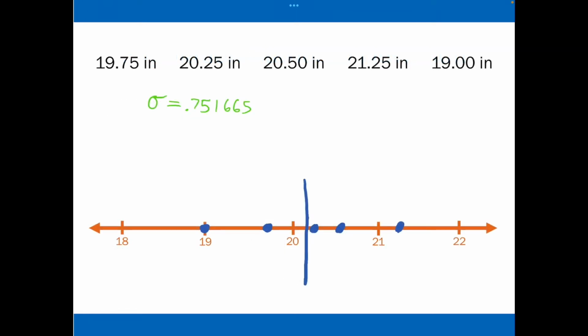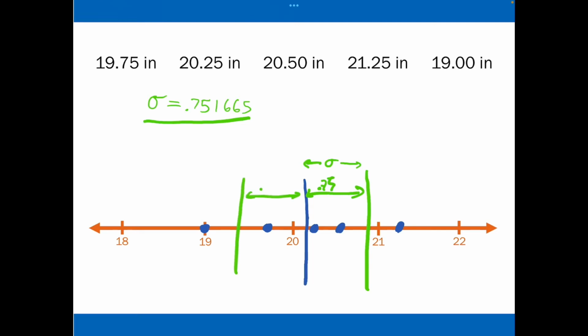Now let's come back to our original number line and see what our standard deviation is telling us about how spread out these values are. Remember, our standard deviation was 0.751665. So let's move from this center point that we had, and let's move over 0.75 and see what we get. So remember, this was about 20.15. So move over 0.75 and we're at almost 21. So this is one standard deviation from the mean as we've moved from here to here. Similarly, if we move to the left 0.75, we'll end up somewhere right around here.